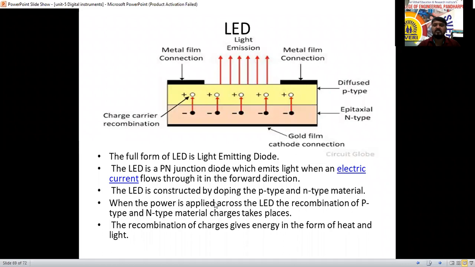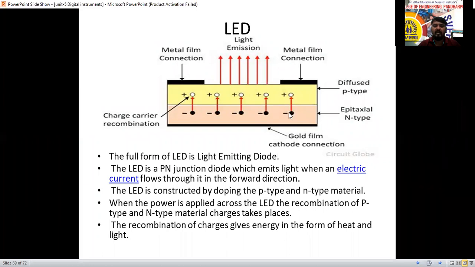The LED is constructed by doping P type and N type material. Doping means we add some materials inside. We consider a doped P layer and a doped N layer. When power is applied across the LED, recombination of P type and N type material charges takes place.